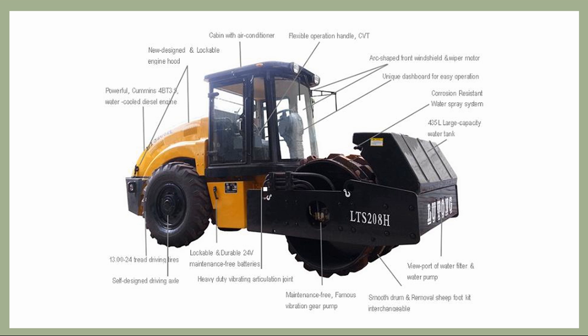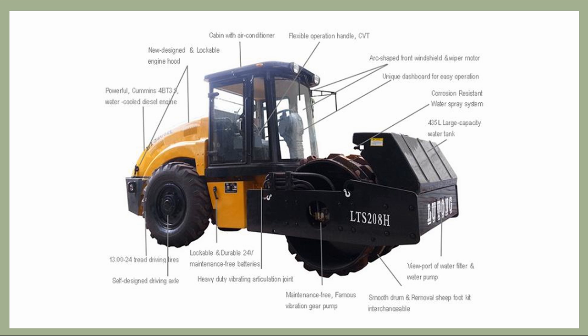This one is the heavy duty vibration articulated joint. This one is the maintenance free vibration gear pump. This one is the viewport of the water filter and the water pump. And here is the smooth drum and the removable, interchangeable sip foot kit. This one is the 435 liter large capacity water tank.